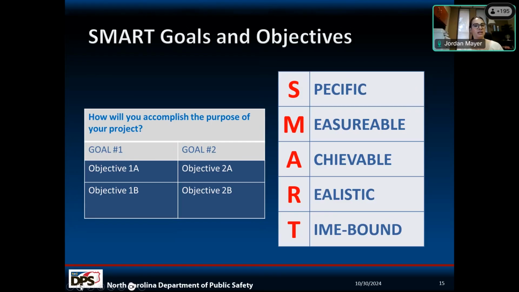And then achievable, it needs to be achievable and realistic within the time frame that we have set forth. So, you know, as much as we all want to solve world peace, that's not going to likely happen within your period of performance. So that's not going to be an achievable goal. You need to make sure that it is related to the project and something that the project is going to be able to achieve within this time frame.